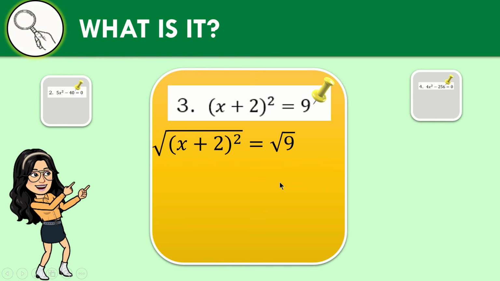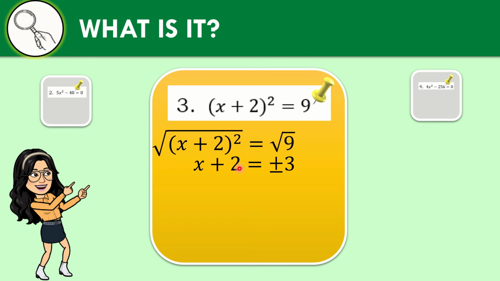That's it. We are going to apply square roots. So here, the next answer is, that's it. We have now eliminated our square roots and at the same time the squares. So we are left with x plus 2 is equal to the roots of 9, that will be plus and minus 3. Do you understand?